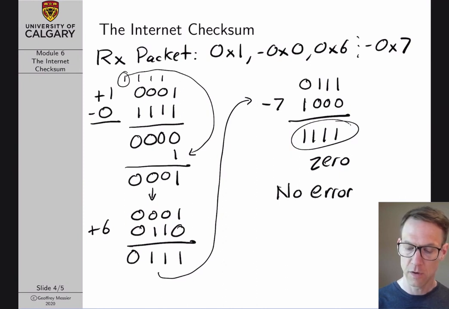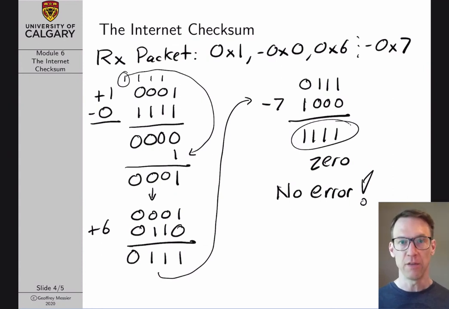And because it's 0, we have to assume that no error has occurred. But of course it has, right? We went to great pains to construct this example that sums to 0 across multiple words. And so this is basically the way that the internet checksum is susceptible to error.